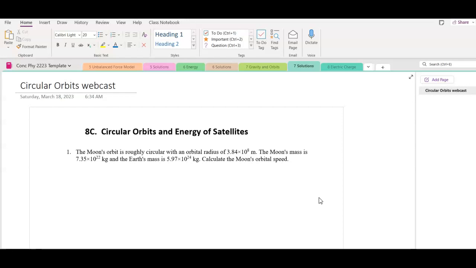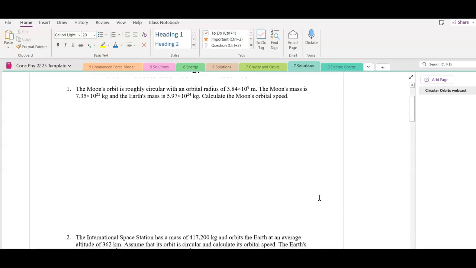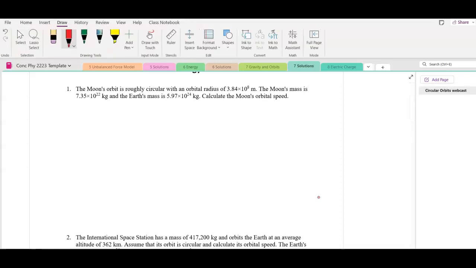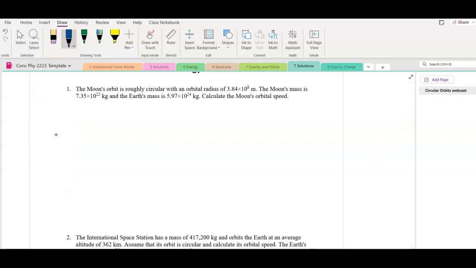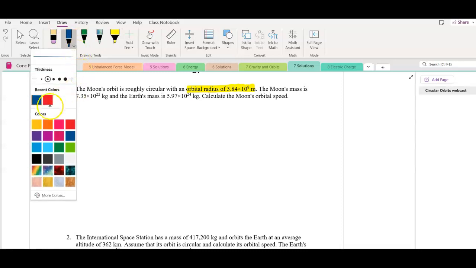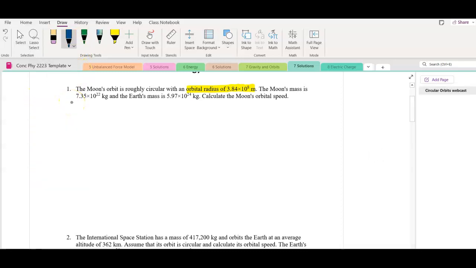Okay, so in the first problem here, we're talking about the moon, which has a roughly circular orbit around the Earth, and it's giving us the radius of that orbit. Now notice they've already calculated the radius for us. I do not have to add an altitude here to the radius of the Earth. That is this distance, 3.84 times 10 to the 8th meters. That's the distance from the center of the moon to the center of the Earth. And then they're giving me the mass of the moon and the mass of the Earth, and they want us to find the orbital speed of the moon.